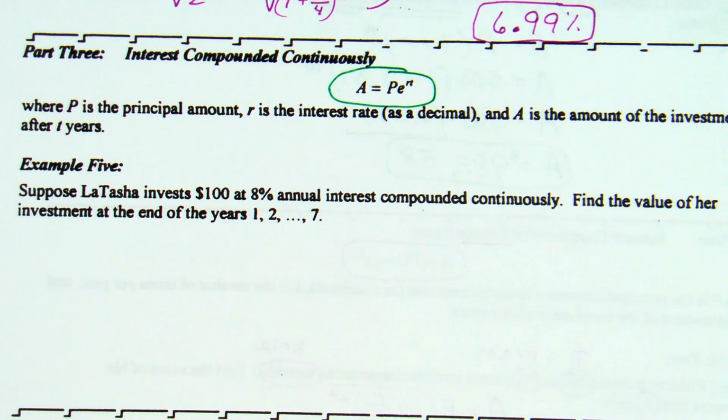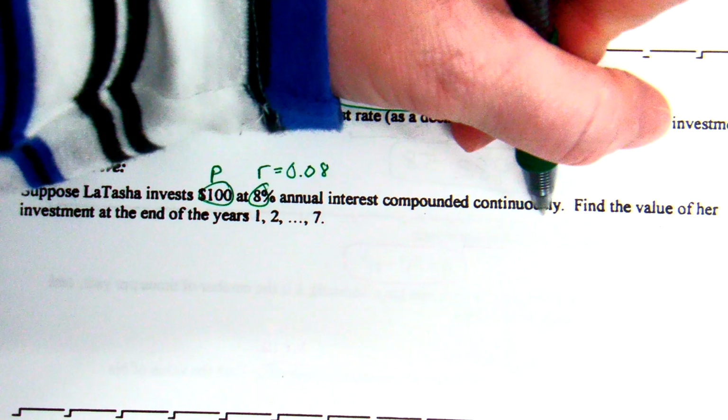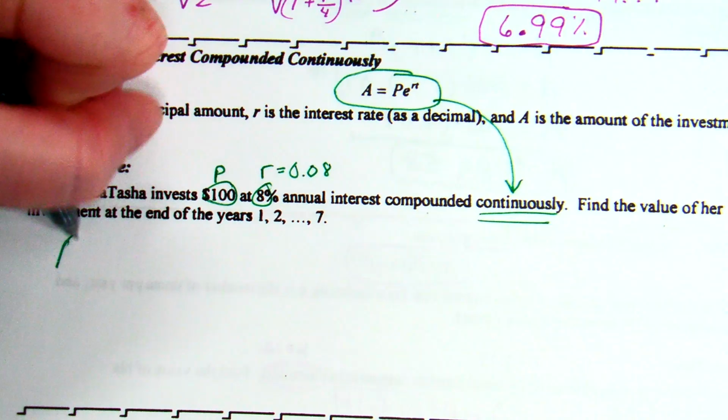Notice what it's asking. Find the value of the investment at the end of years 1, 2, 3, 4, 5, 6, 7. How many answers are they looking for here? 7. How do I find the 7 different answers? Yeah, plug in 1, 2, 3, 4, 5, 6, 7. So we already know $100 is our principal. 8%, R is 0.08. Compounded continuously tells me I have to use that formula, and then through those different years.